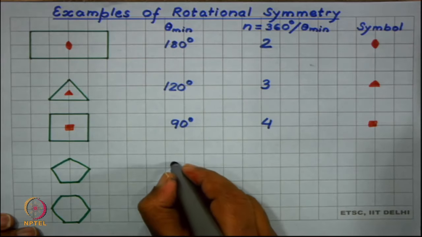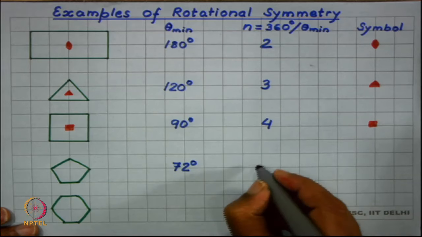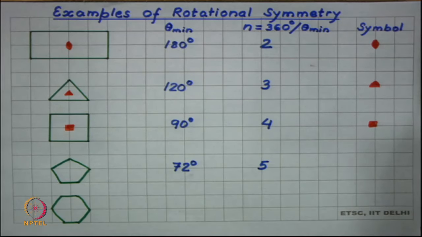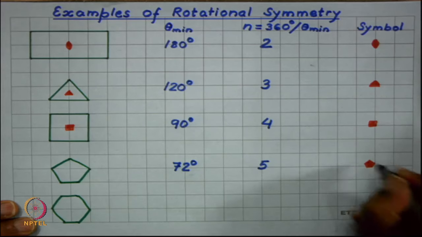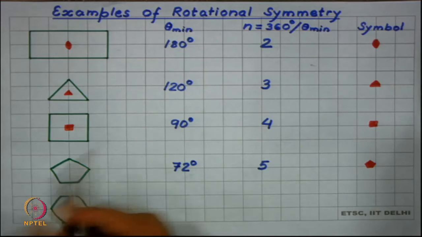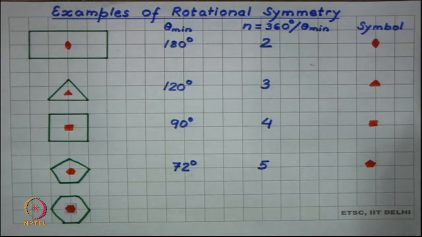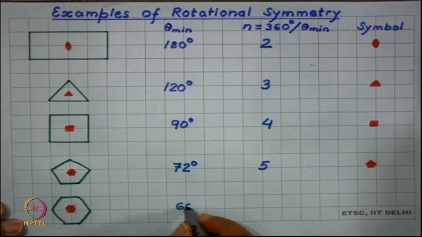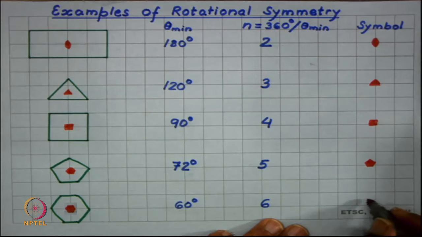A pentagon, repeat angle 72 degree. The fold of the axis 5, symbol a little pentagon. So it's intuitively obvious now what will be the symbol for all other rotation axes. We can have a regular n-sided figure, and that will have an n-fold axis of rotation. A regular hexagon coming into self-coincidence by 60 degree has a six-fold axis, and its symbol is a little hexagon.